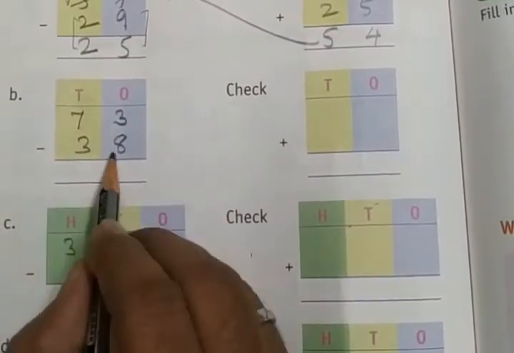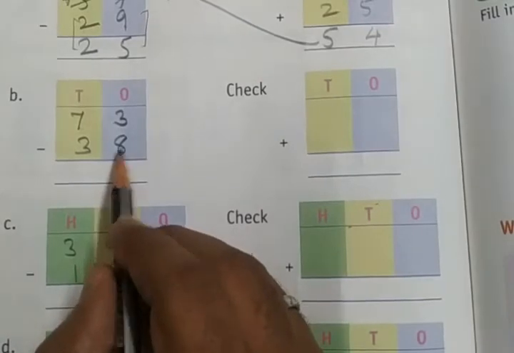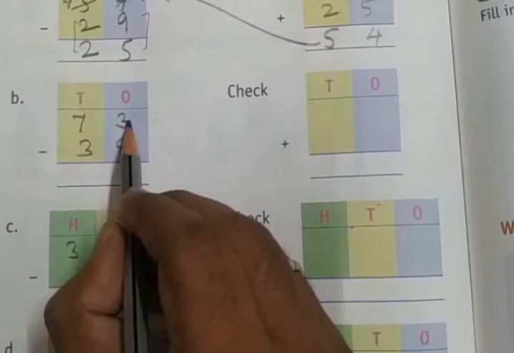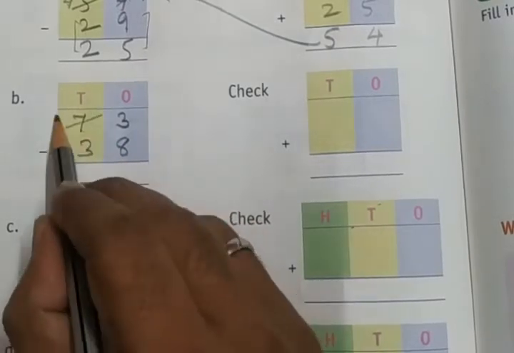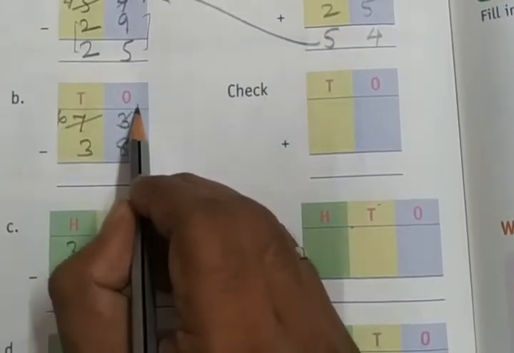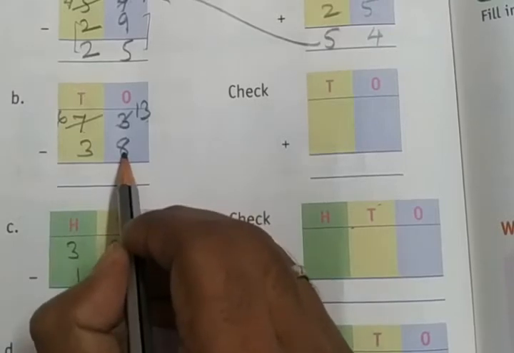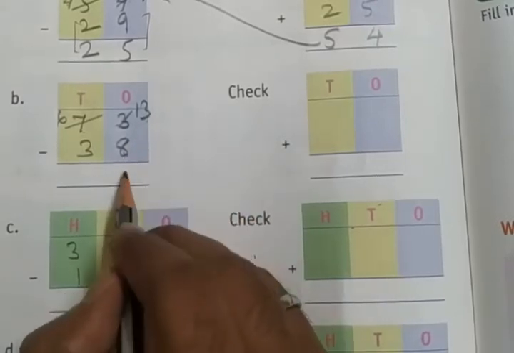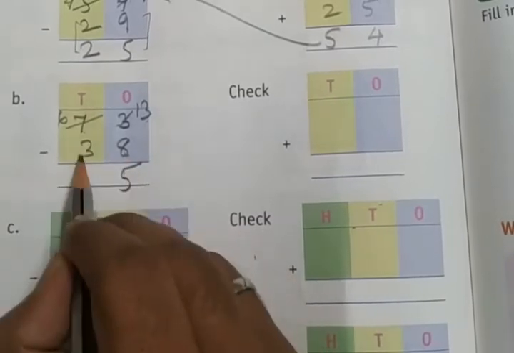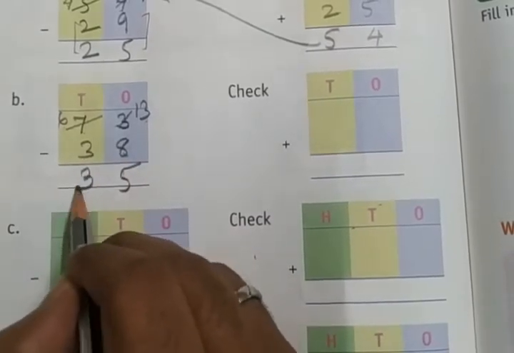Next is this. 73 minus 38. Okay, then here 3 is here, 8 you want to subtract from 3, it's not possible, you have to borrow. It will become 6, and this becomes 10 plus 3 is 13. 13 minus 8 is 5, 6 minus 3 is 3.